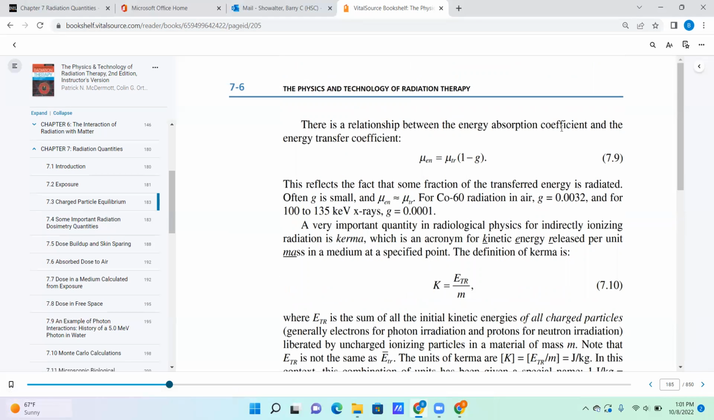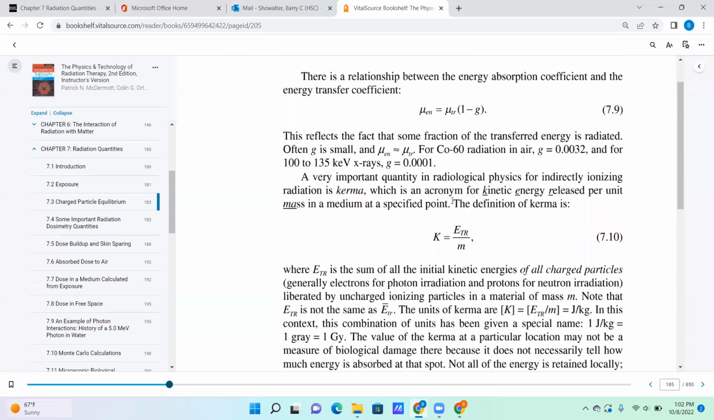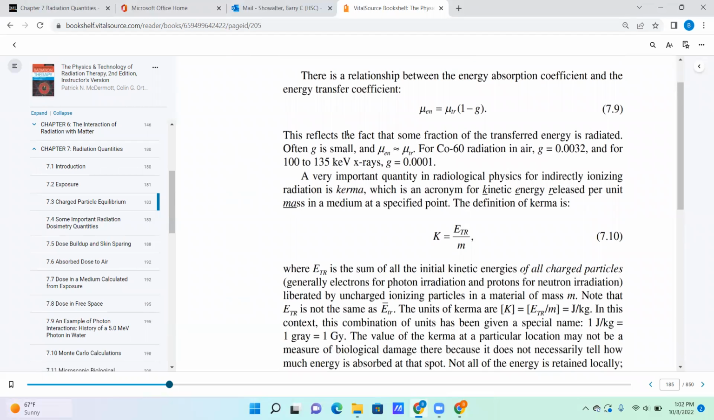So there's a relationship between the energy absorption coefficient and the energy transfer coefficient. The amount absorbed is going to be equal to the energy transfer coefficient times 1 minus G. This reflects the fact that some fraction of the transferred energy is radiated. Often G is going to be small, and therefore they're pretty close to each other. For cobalt-60, you can see here the value of G is 0.0032, and for 100 to 135 keV X-rays it's even smaller. So that's why they say that these values are pretty close to each other.